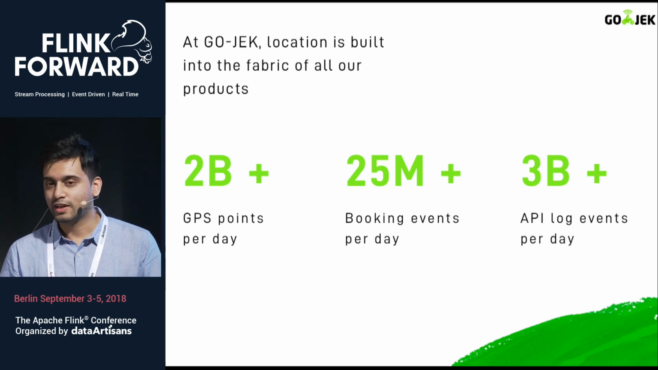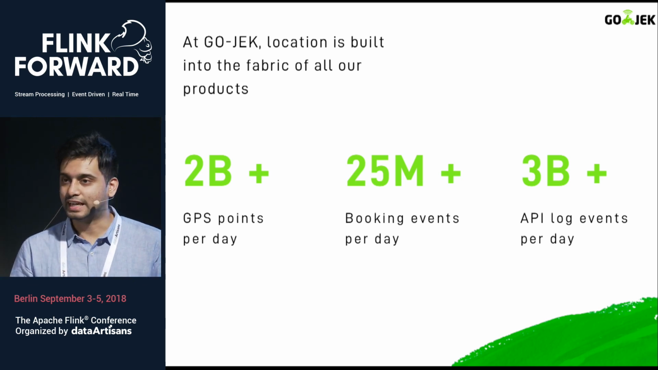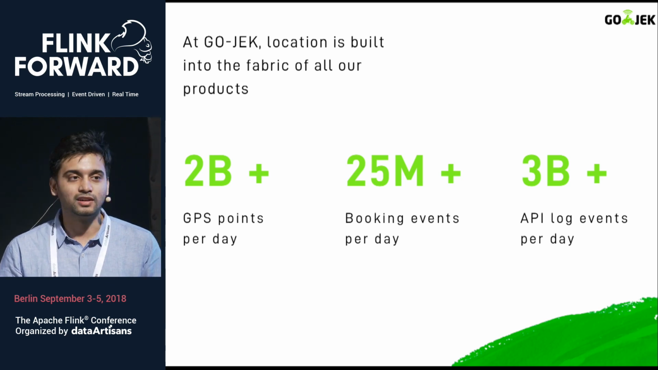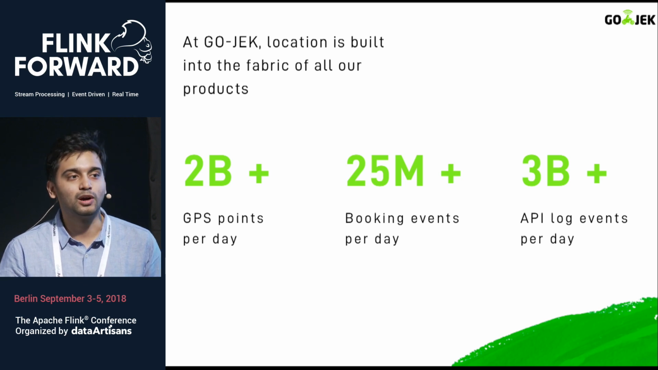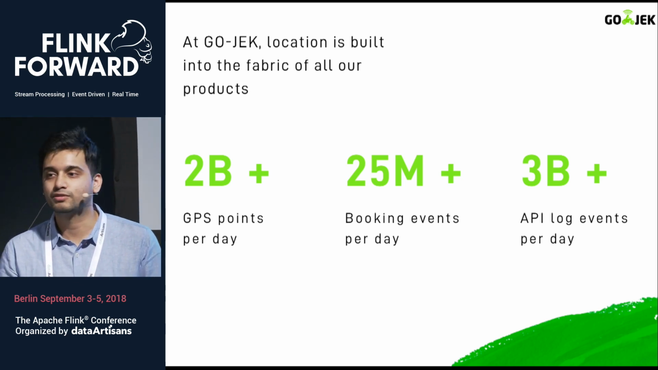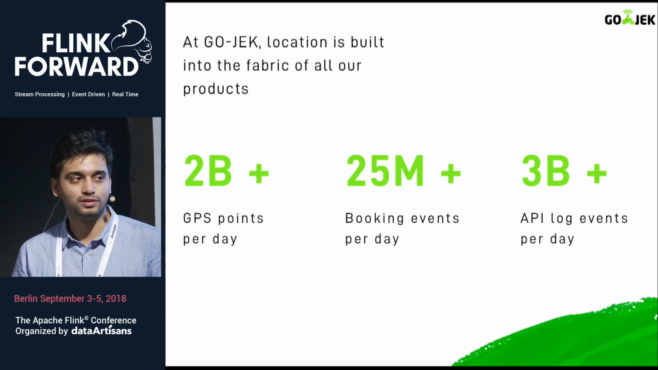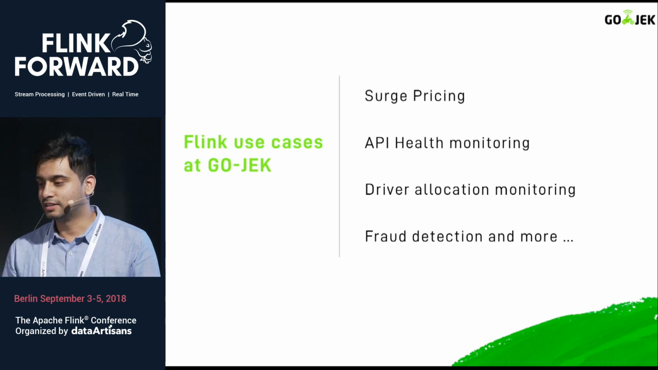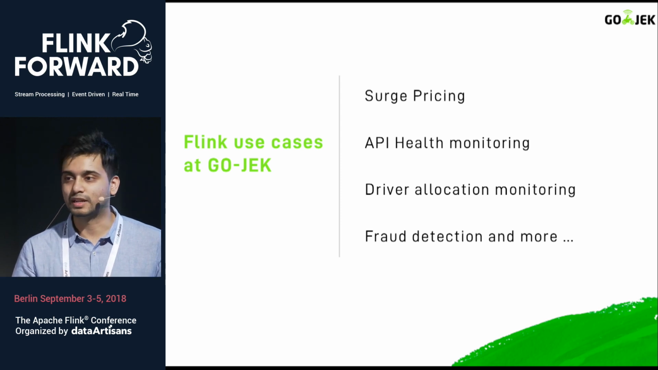We also leverage Kafka and Flink for understanding how our services are performing. All our API services have their stats published to Kafka: how long every single API call took, what was the response code, how many of them errored out. All of these events go upwards of 3 billion. And this is just to give an idea of some of the use cases of Flink within GoJek.